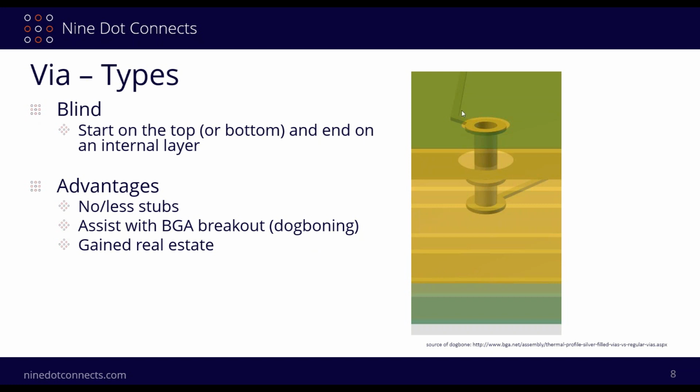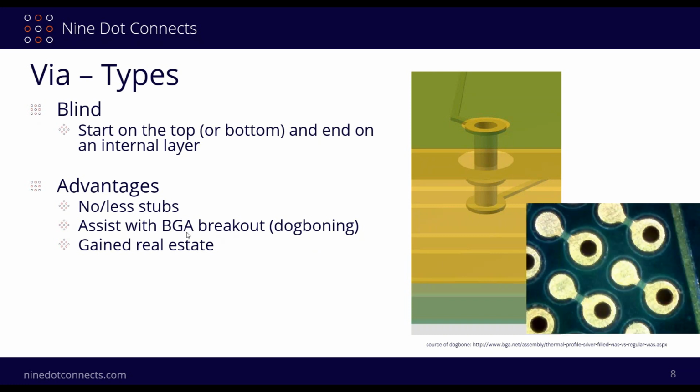For example, if I have a blind via that goes from layer 1 to layer 4, and I happen to use one of those blind vias from layer 1 to layer 2, well, guess what? From layer 2 to layer 4, I still got a stub. So be careful when you're using these things because, yes, they'll definitely reduce the stub, but also just keep in mind where you're starting and stopping on a given layer here.